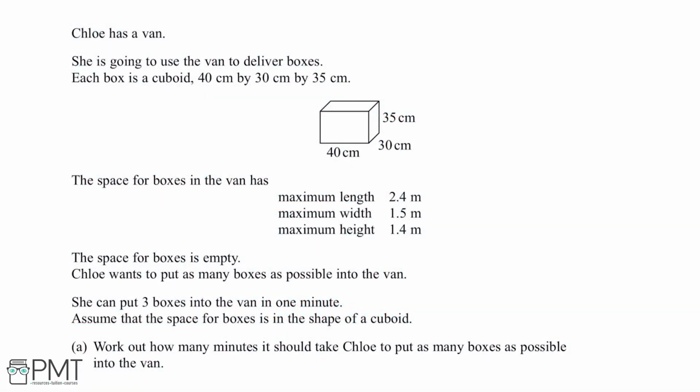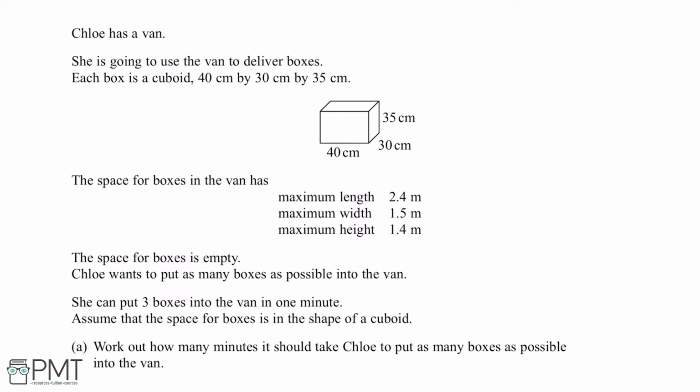Chloe has a van. She is going to use the van to deliver boxes. Each box is a cuboid, 40 cm by 30 cm by 35 cm. The space for boxes in the van has maximum length of 2.4 metres, maximum width of 1.5 metres, maximum height of 1.4 metres. The space for boxes is empty.